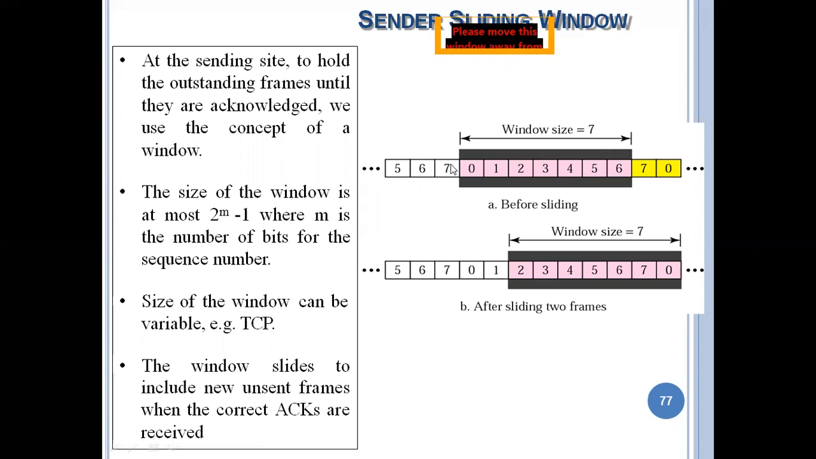The frames are numbered 1, 2, 3, 4, 5, 6, 7, 8, 9, 10, 11, 12, a total of 12 frames here. The window size is 7, so these are the 7 frames. After sliding 2 frames, the window size is the same, 7. Frames 0 and 1 are left, and 7 and 0 are added.